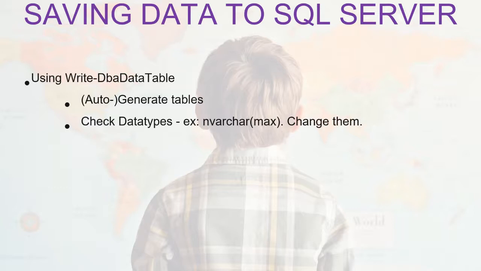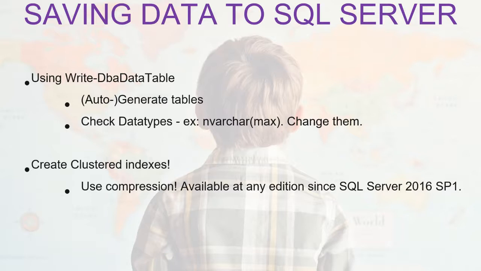So if you pick a new table or a new script to run, you can leverage this to create the table, but then please script the table, alter it, and save it on your source control to have better data types and data size than nvarchar max. Also, as a suggestion, create a clustered index and use compression. It's available on any edition since SQL Server 2016 Service Pack 1. So even on a standard edition you can use it, and you will save a lot of space, because if you run this every day or every week, most of the data will be more or less the same, which means you can benefit a lot from the compression.